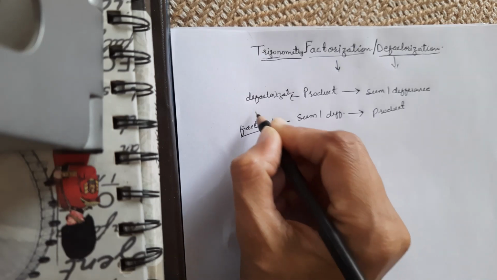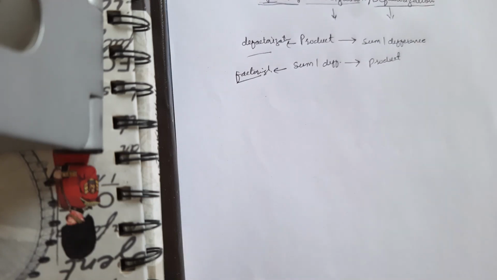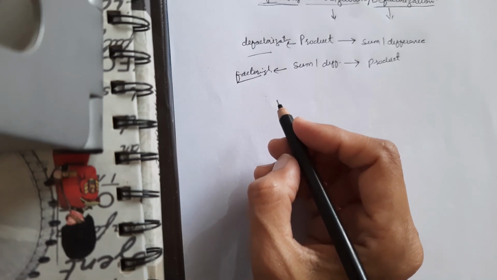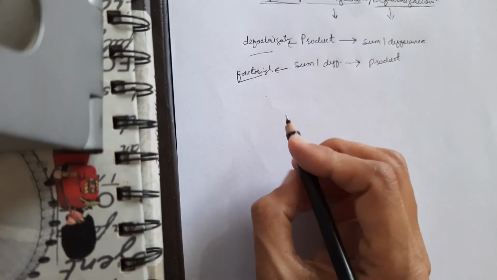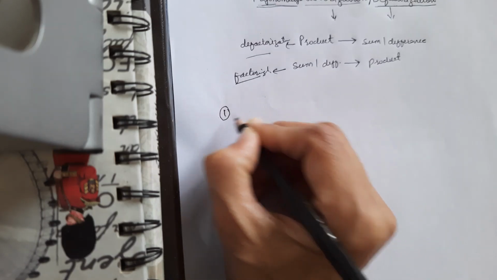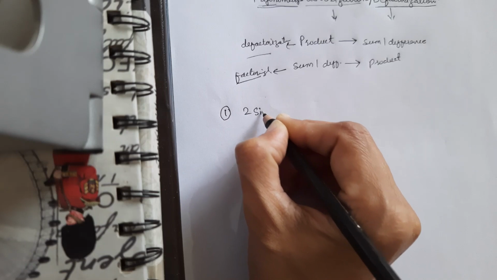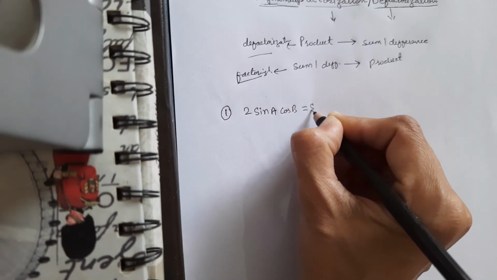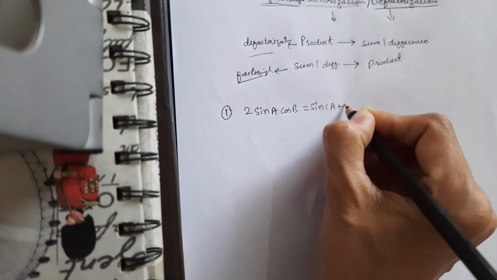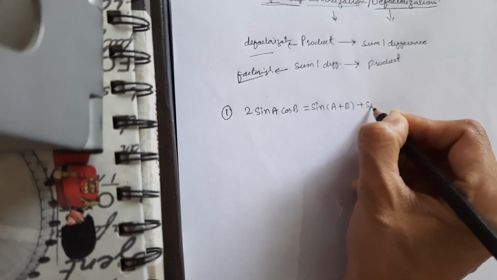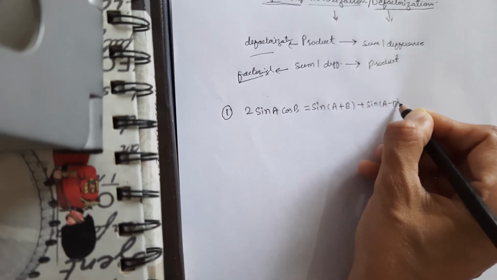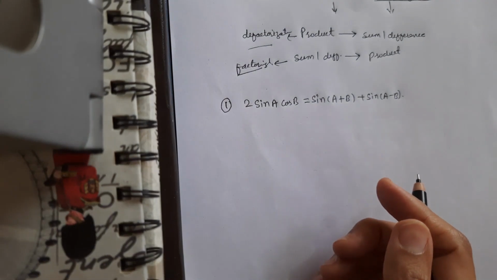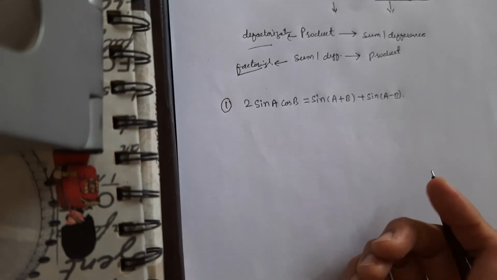Okay, now in trigonometry, we have formulas for factorization and defactorization. Suppose first we will see how we defactorize. The first formula that I have is 2 sin A cos B equal to sin (A plus B) plus sin (A minus B). This we already have seen in the previous lecture, and the proof is very simple.